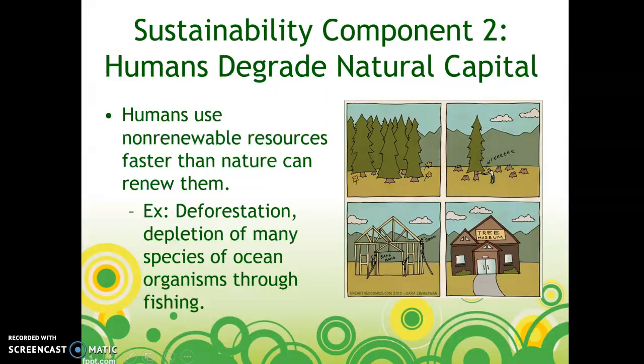Our second sustainability component is the fact that humans degrade natural capital. Humans use non-renewable resources faster than nature can renew them. So, for example, this cartoon kind of demonstrates deforestation, or the depletion of oceans is another thing. And this cartoon kind of shows it ironically, but it's actually kind of true. We've got a nice, pretty forest. We cut down the forest, we build something, and it ends up being a tree museum because we don't have any trees left because we've cut them all down.